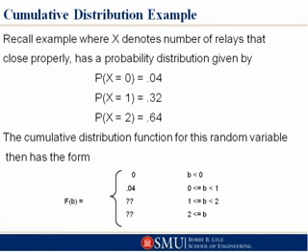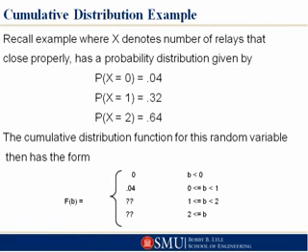As an example, here we go. Recall the example, X denotes the number of relays that closed properly, has a probability distribution function given by: neither of the relays working, had a probability of 0.04, probability that one of the relays was working, 0.32, and the probability that both relays were working, i.e. X is equal to 2, had a probability of 0.64.